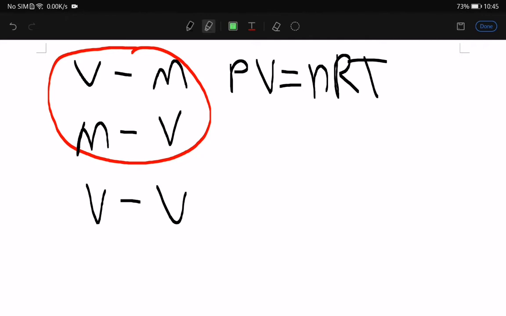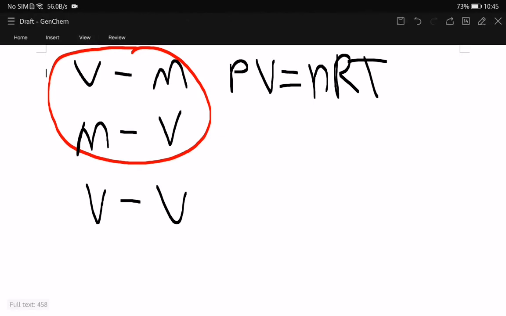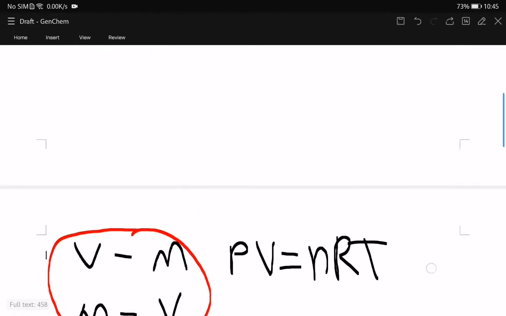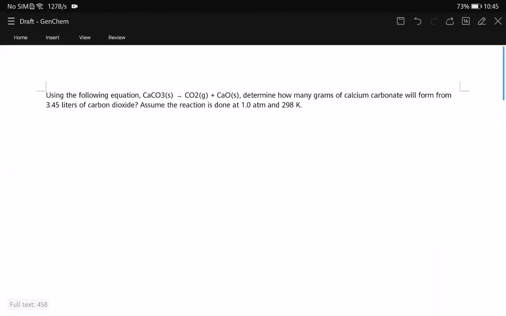Okay? So, para mas maintindihan natin yung mga concept, I think we should go over some problems muna. Okay? So, dito tayo sa unang problem. Using the following equation, calcium carbonate in solid state produces carbon dioxide and calcium oxide.